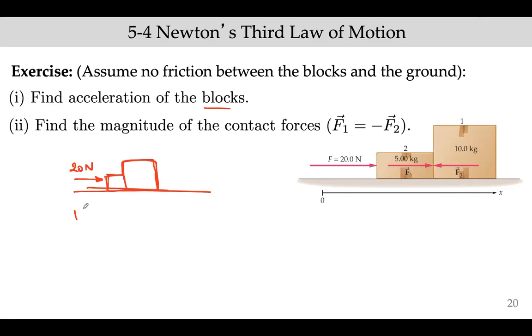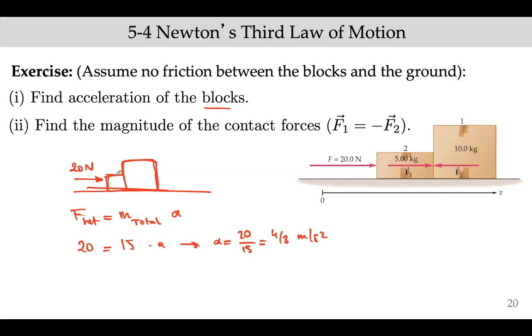So F net equals M total times acceleration. F net is 20. What is the total mass? It's 15 kilograms times a. In this case, a is 20 divided by 15, which is 4 divided by 3 meters per second squared. So this is the acceleration of the blocks together.